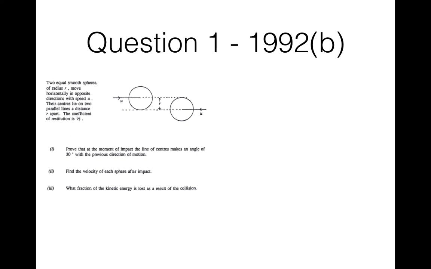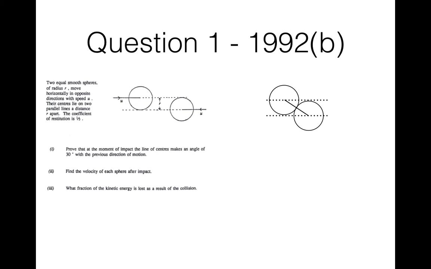Now this is a more complicated question than it appears to be. Like all the questions, you need to see what happens when they collide. So when they collide, they look like that. What we know is the distance between the two centres is equal to 2r, and we also know that the length between those two parallel dotted lines equals r.